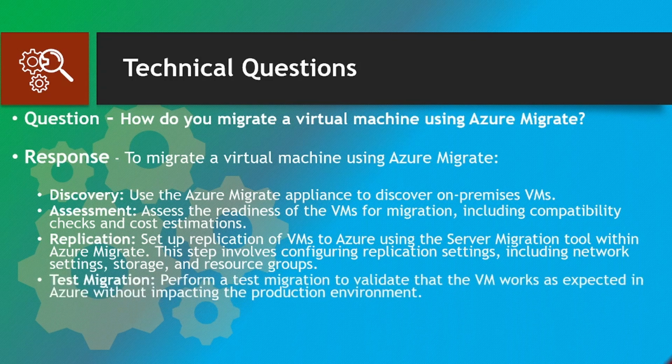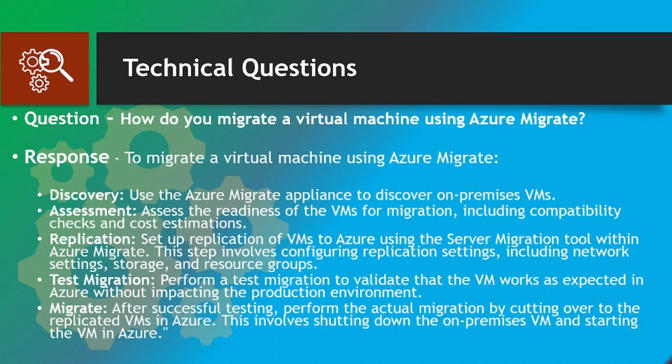Now, once the replication is completed, it gives an option to do a test migration. Perform a test migration to validate that the VM works as expected in Azure without impacting the production environment. So in this test migration, it would not shut down the primary machine in the on-premises. It will just try to provision a copy of the machine in Azure to see whether it is booting up, and you can do the basic hygiene checks.